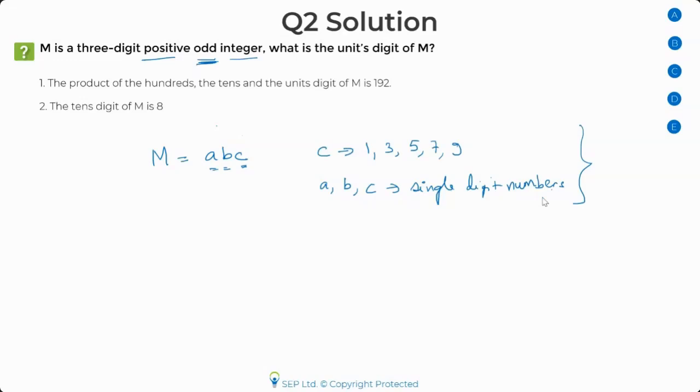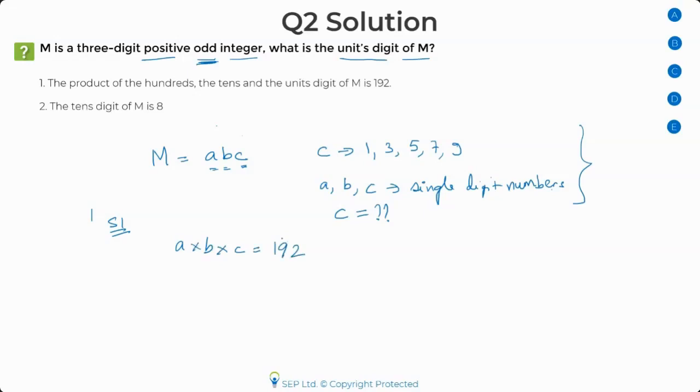Now, what is the question asking us? They are asking us, what is the units digit of M? So they're asking me, what is the value of C? I'll write this down on my piece of paper, and then I'll move on to statement one. Statement one is the product of the hundredth, tenth, and units digit is 192. So they're telling me A times B times C is 192.